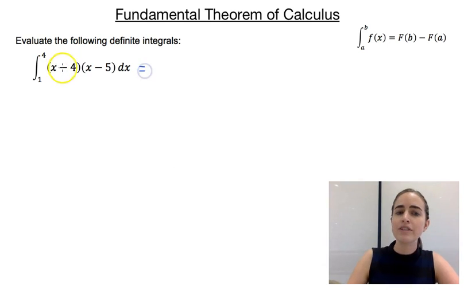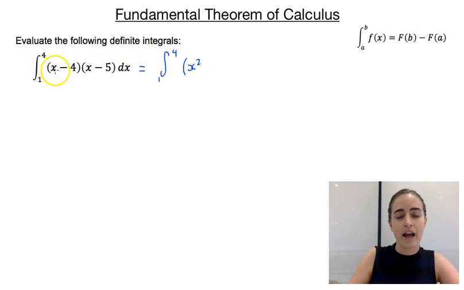So before we even start finding a primitive function, what we're going to do with this one is expand out those brackets. So we're still going to have our integral from 1 to 4, and we're going to expand this out. So x times x would give us x squared. Then we'd have minus 5x and minus 4x, so minus 9x. And minus 4 times minus 5 would give us plus 20.